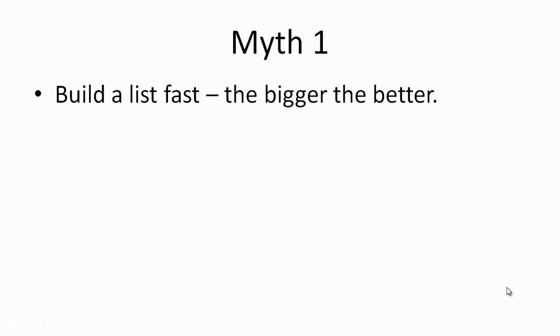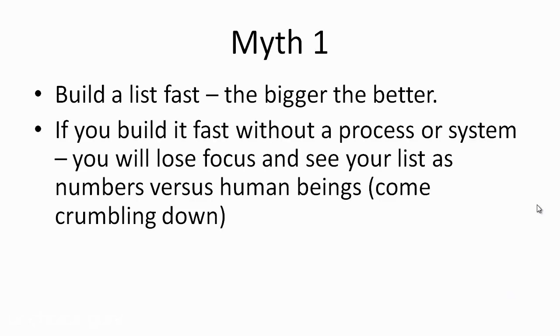Myth number 1, build a list fast, the bigger the better. If you build it fast without a process or a system, where the system will help you grow a relationship with your list, then what will happen is you will lose focus and you will see your list as a number versus a human being. And what that will do is when you don't focus on the relationship building process, then it'll come tumbling down, crumbling down, and your conversions will drop.